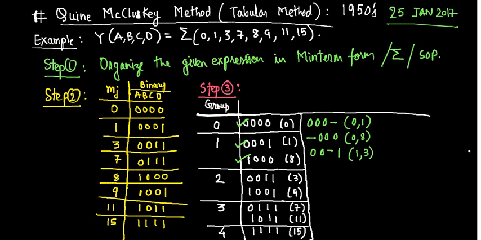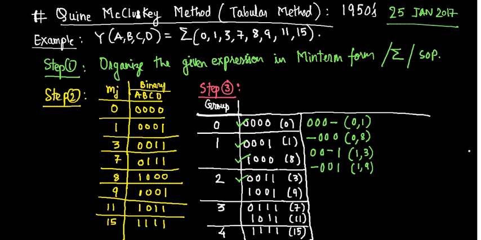Similarly, you tell me the others. Now you can proceed quickly. Tell me, 1 and 9. Which variable is varying? Only the first bit is varying. So dash 0 0 1. Which are the grouping? 1 comma 9. Now 1 is covered.